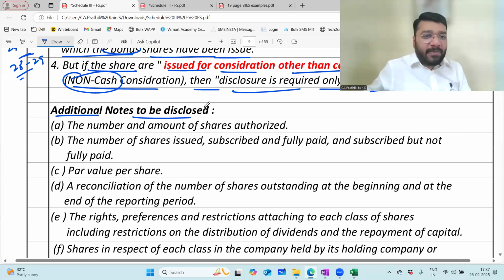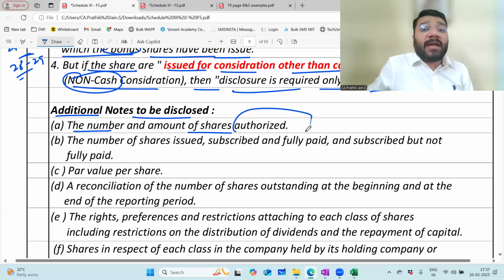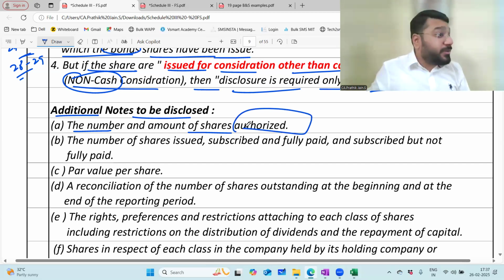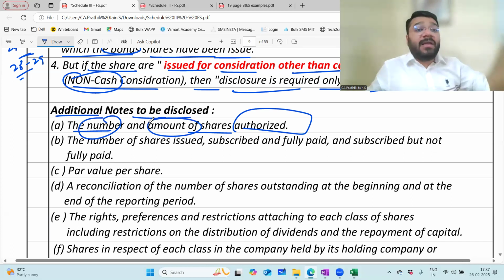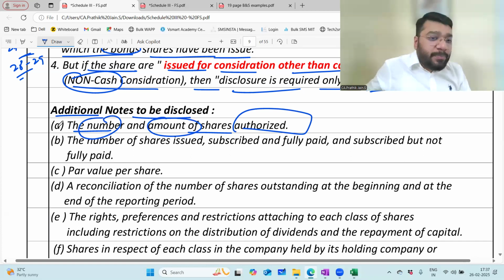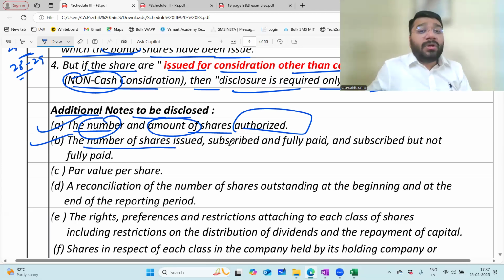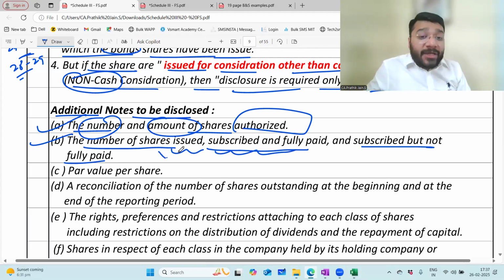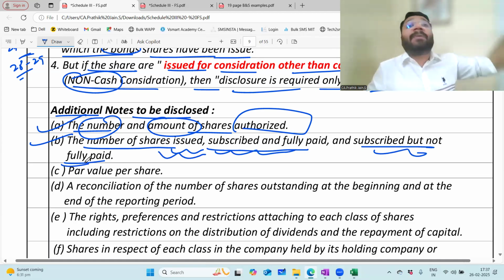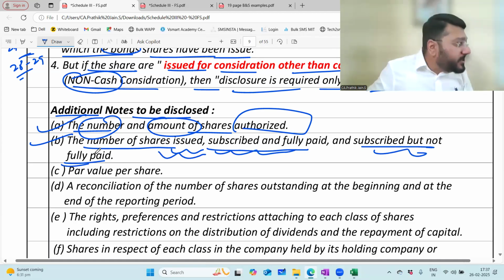Few points here and there I've already covered. For example, you have to disclose the number of shares. In the authorized category, 20,000 equity shares authorized, 10,000 preference shares authorized. So the number and the amount of shares, including the face value, has to be disclosed. This point I already covered for you. Second, they're telling that the number of shares issued, subscribed and fully paid, and subscribed and not fully paid, should be separately disclosed. That also I discussed with you.